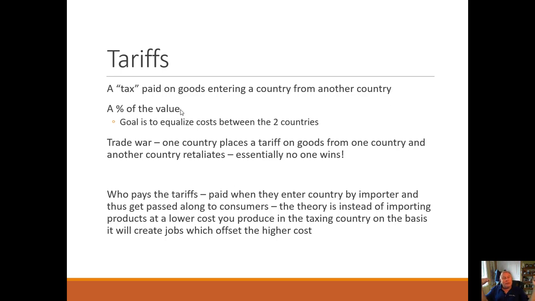A trade war happens when one country places tariffs on goods from another country and that country retaliates. No one wins. Everybody gets hurt. But who pays them? They're paid when they enter the country by the importer and thus get passed along to you, the consumer. The theory is that instead of importing products at a lower cost, you produce the product in the taxing country on the basis that it will create jobs which will offset the higher cost.